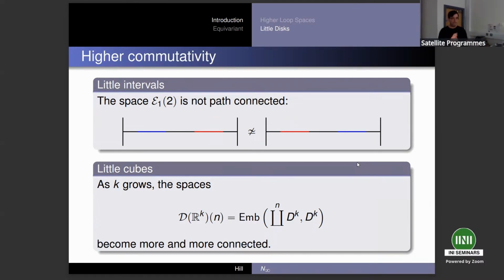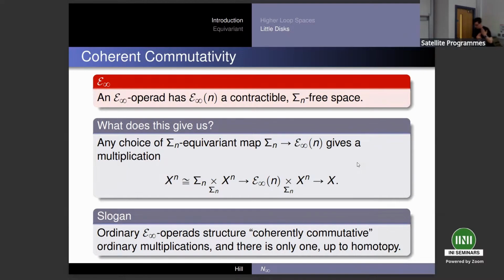If k is 1, then this doesn't end up being path connected, that's what we saw. K is 2, it's path connected but not simply connected. K is 3, but you can guess the pattern at this point. And so as I pass to infinity with k, I write down a bunch of spaces, each of which have a free sigma k action, and they're all contractible because they were infinitely connected. This is the Boardman-Vogt definition of an E-infinity operad.